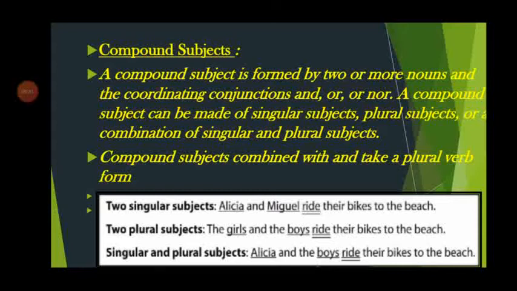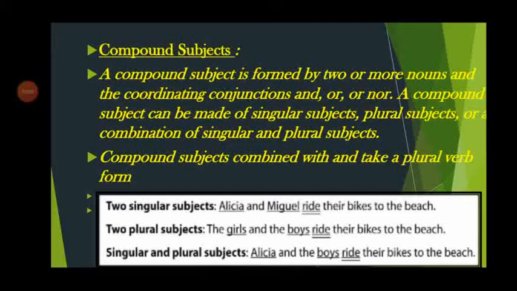For example, if two singular subjects are compounded together: Alicia and Miguel ride their bikes to the beach. With two plural subjects: the girls and the boys ride. You can see in the first sentence also, the verb was ride. The third one, singular and plural subject: Alicia and boys ride their bikes to the beach.